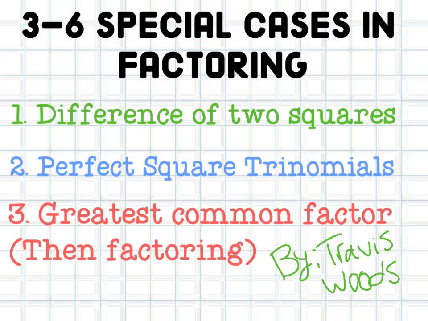Okay, so I'm going to be going over Unit 3-6, Special Cases in Factoring. And there are three types of special cases in factoring that I'll be talking about, which is difference of two squares, perfect square trinomials, and greatest common factor, and then factoring.